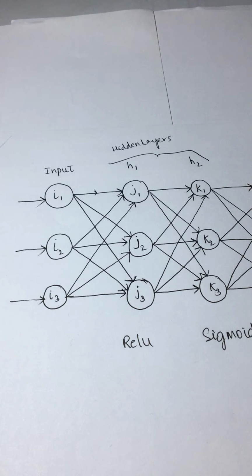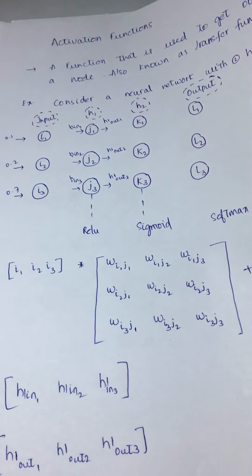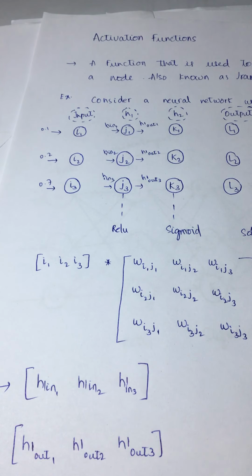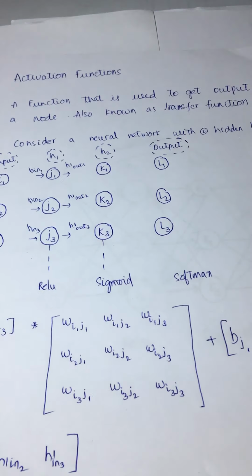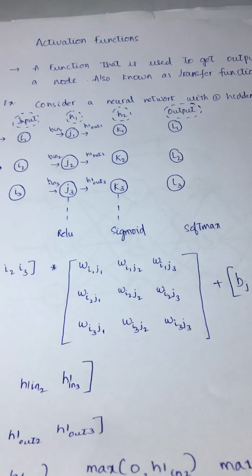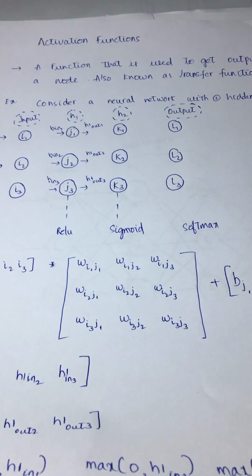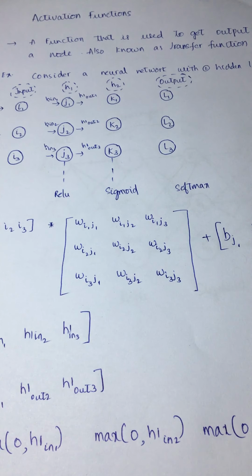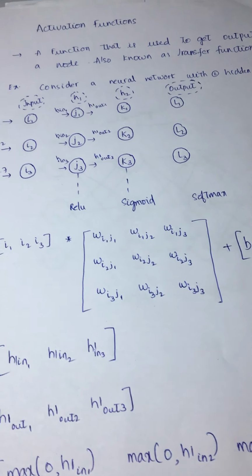In order to do that, there are different building blocks. Today we'll look at the first building block, which is called an activation function. Before I actually explain what an activation function is, let me walk you through the calculations in a neural network. Consider this particular case.